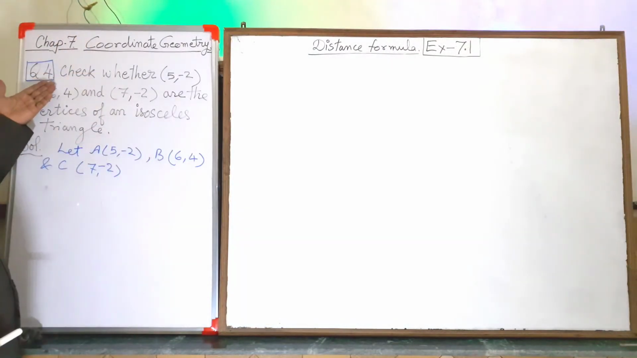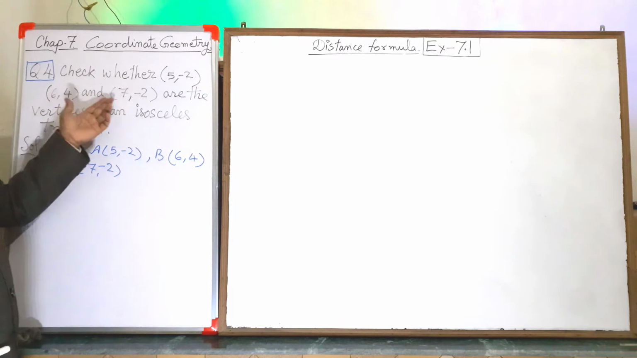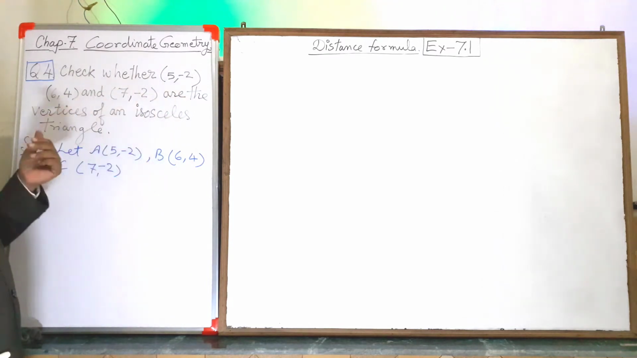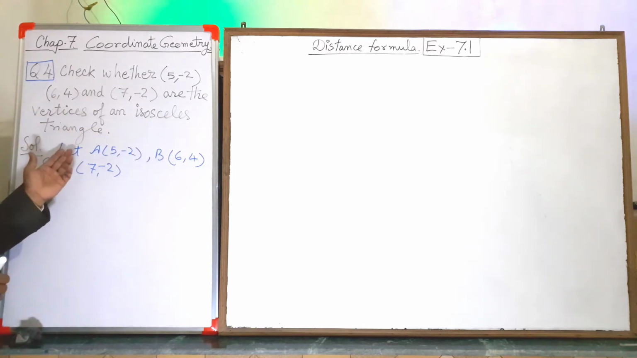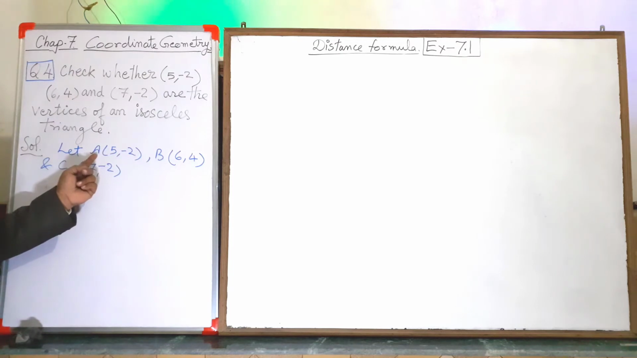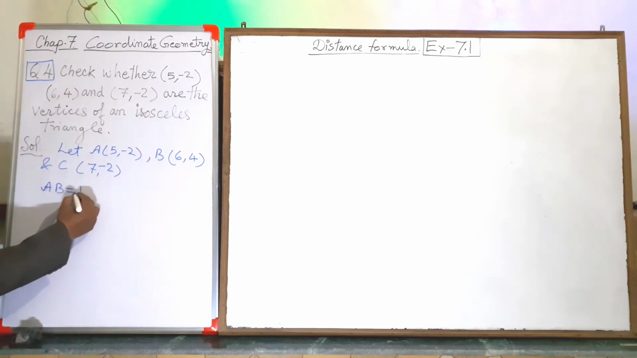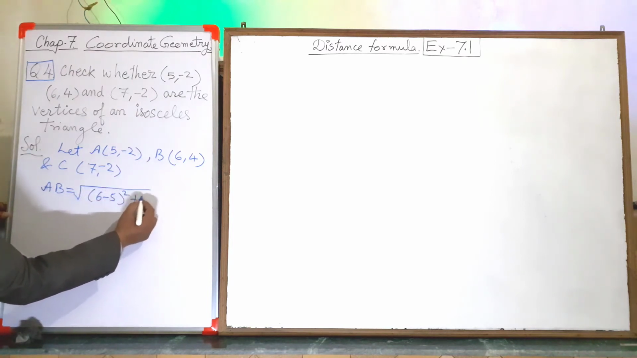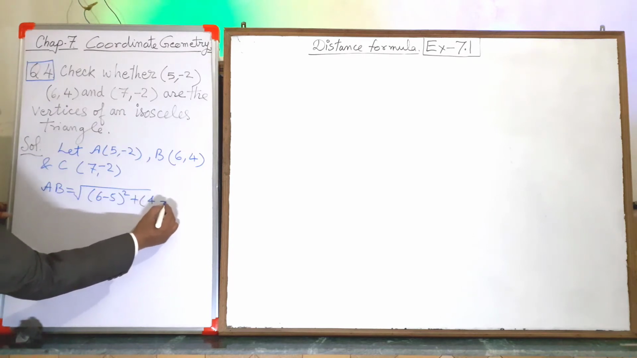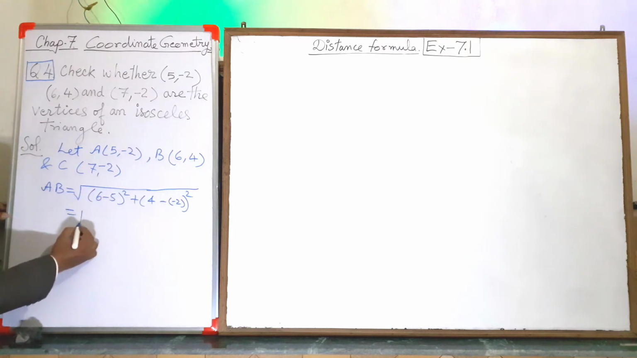Now let us see question number 4. Check whether (5, -2), (6, 4) and (7, -2) are the vertices of an isosceles triangle. So first you consider these 3 vertices A, B, C are given. Now calculate the distances. First you calculate the distance AB from here. (6 - 5) whole square plus (4 - (-2)) whole square.